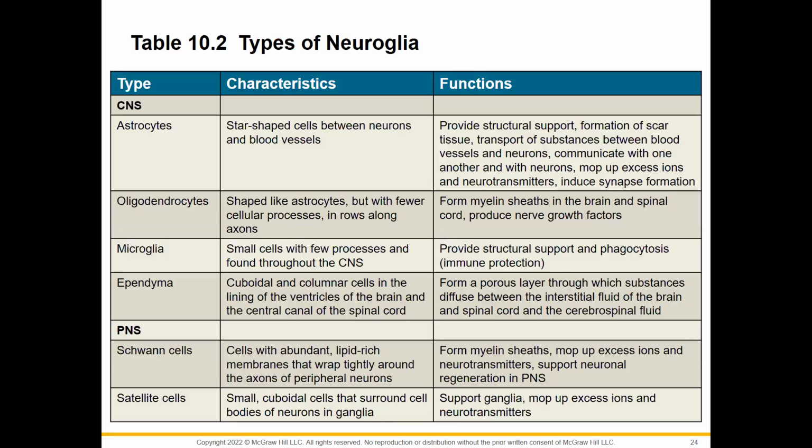So this chart basically makes all the cells, the neuroglia, it presents it to you in a snapshot. So you have the type of neuroglia, you have where it's located, you have the characteristics, what does it look like, and the function, what is it doing?